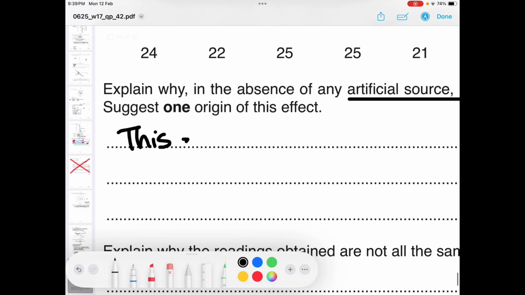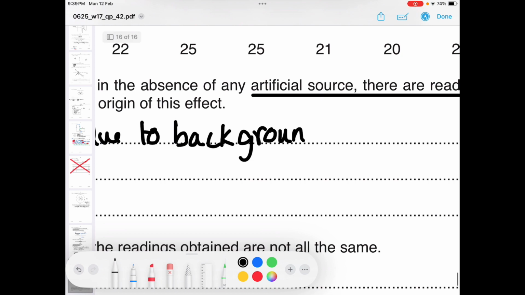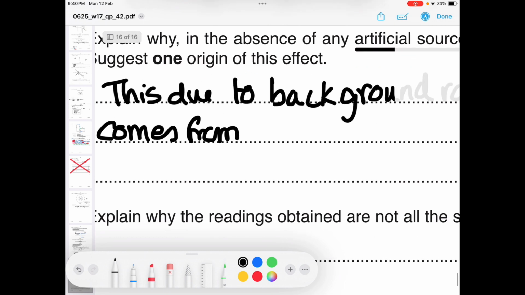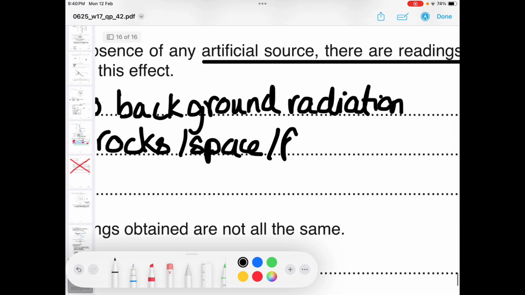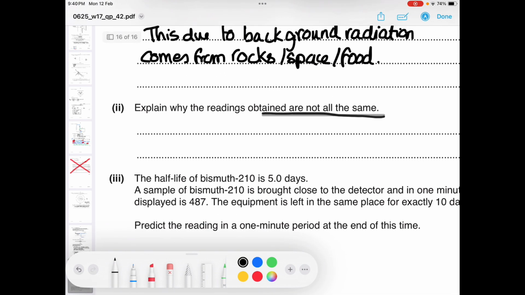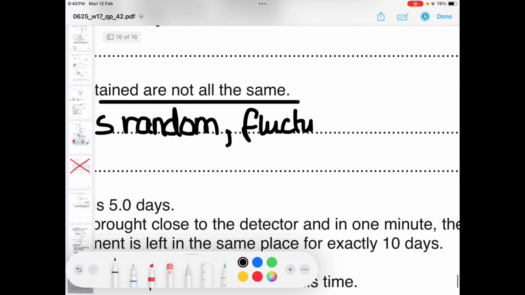This is due to background radiation. I'll say it comes from rocks. You can say it comes from space, food. Okay. Explain why the readings obtained are not all the same: because radiation is random. Fluctuating.